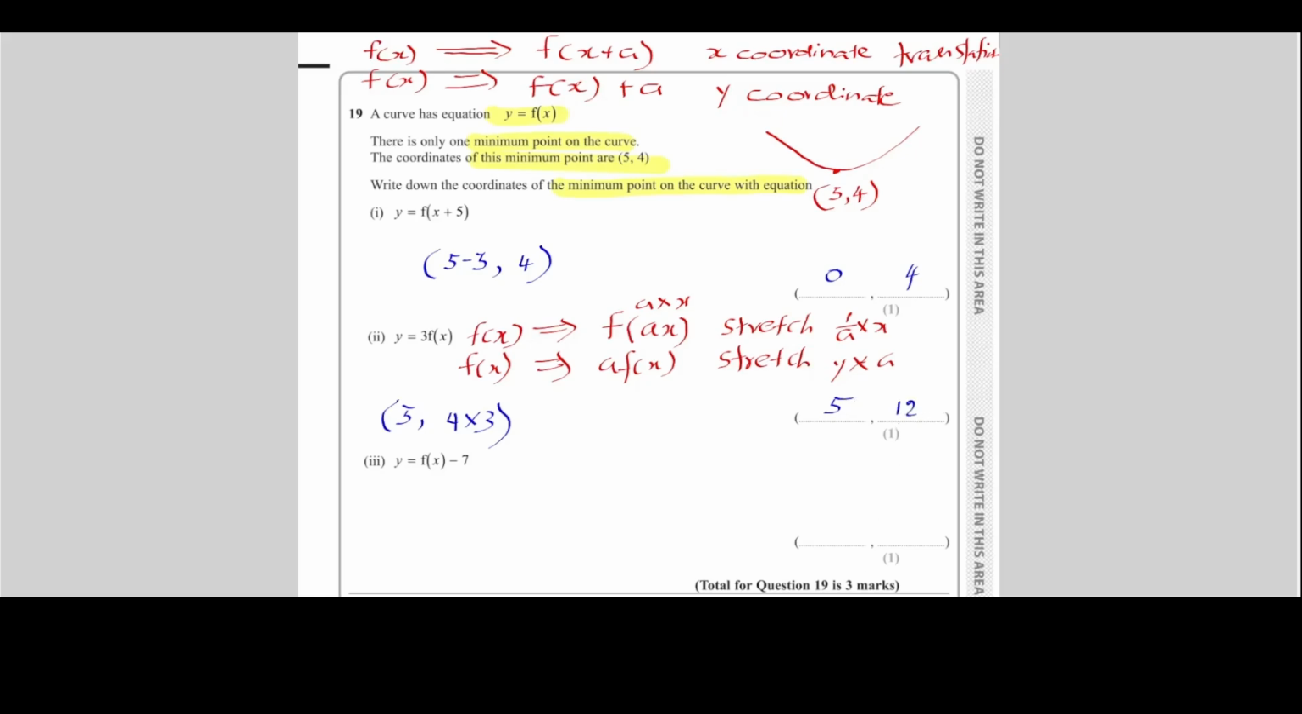Next one, this one, I explained here. It is subtraction and it is still out of the bracket. Then the y coordinate should be changed. Let's do it this way. 5 stays the same because it is the x coordinate. Nothing happens inside the bracket. The y coordinate is to be subtracted. 4 minus 7, which becomes 5, minus 3.